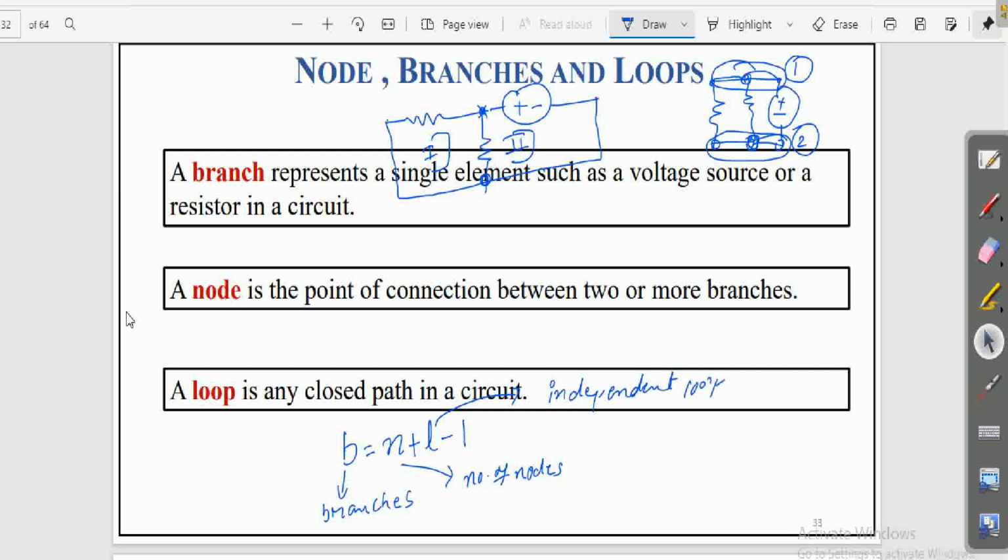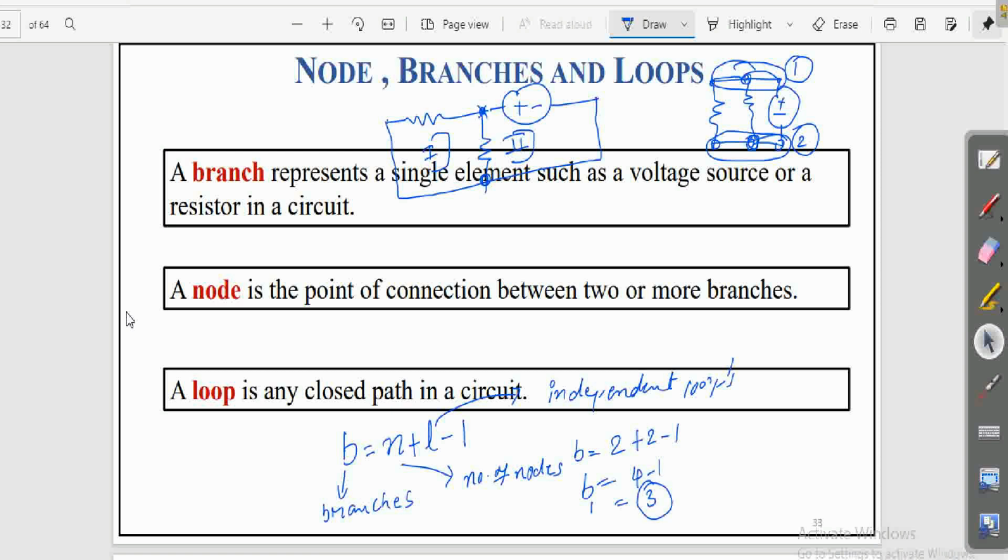This is the relation: branches equal to nodes plus loops minus 1. So let us find how many nodes are there? 2 nodes. How many loops are there? 2 loops. So branches is equal to nodes plus loops minus 1, which is equal to 2 plus 2 minus 1, which becomes 3.